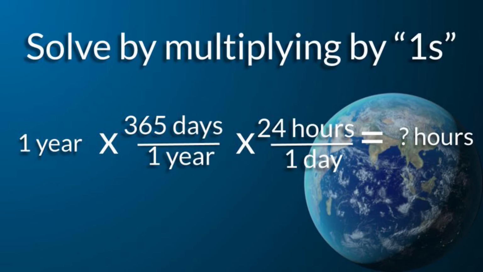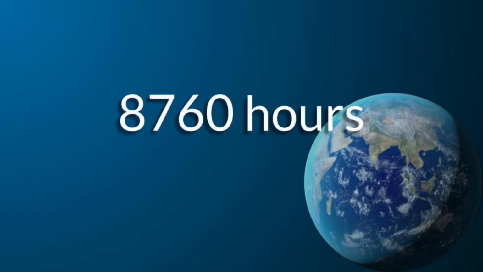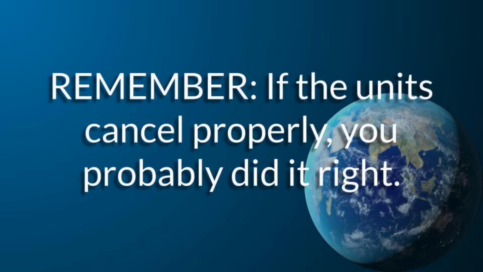Set up. We got years, days, hours, and then we're going to cancel, and you're going to see 365 times 24 equals 8,760 hours. There are 8,760 hours in a year. Now, remember, if the units cancel properly, you probably did it right. As a general rule, if the units cancel, you're fine.